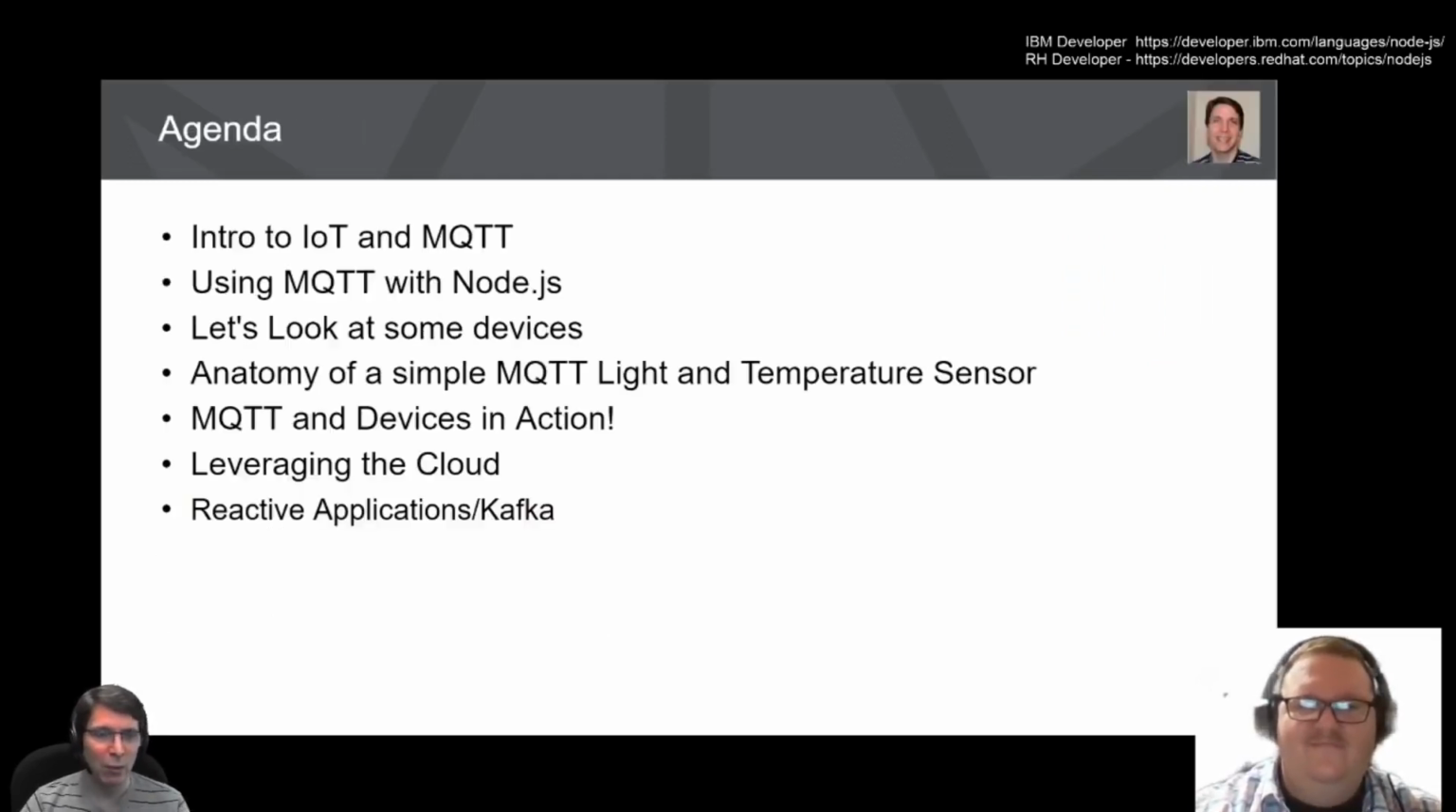So just before we get started, a little bit of an idea of what we're going to go through. We're going to start with a brief introduction to IoT and MQTT. So what are they? Why are they important? We'll look at using MQTT with Node.js because they're a great fit. We'll take a look at some real physical devices. We'll talk about the anatomy of a simple MQTT light and temperature sensor that might fit one of your business use cases. We'll then show you MQTT and devices in action in a demo part. We'll then touch on leveraging MQTT with the cloud, and we'll finish up with a few thoughts on reactive applications and Kafka.